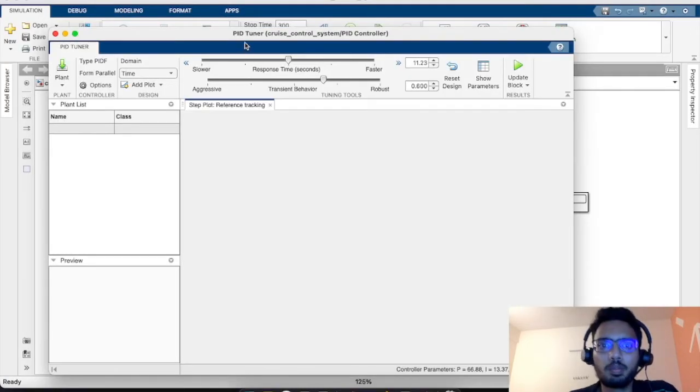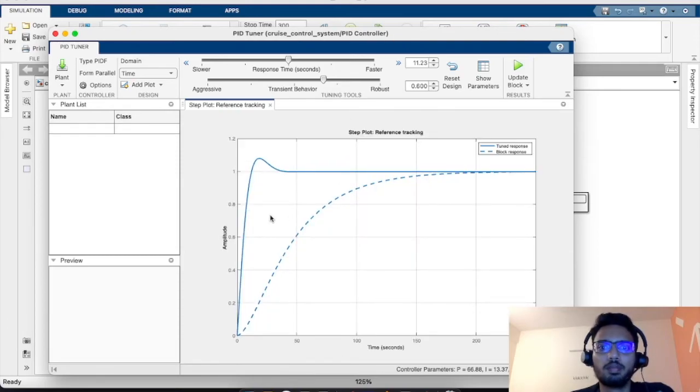So this is our PID tuner dialog box, where it has itself tried to tune the PID controller, and here we can see the controller parameters which it has set. And if we want, we can write these parameters back to our PID block.